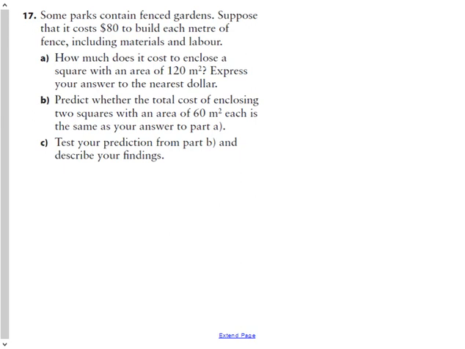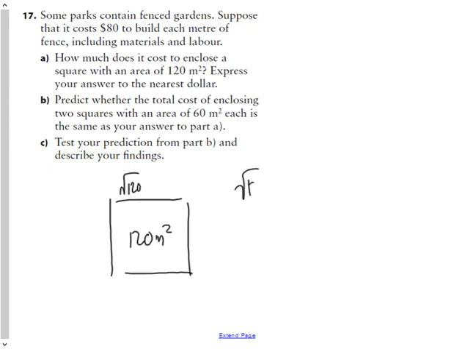So the first thing I'm going to do is figure out, if I have a square area of 120 meters squared, I can estimate the size of the fence by saying I know that the exact measurement of that is going to be the square root of 120. And since I know the square root of 121 to be 11, I'm pretty sure the square root of 120 is going to be like 10 decimal 9 or so.